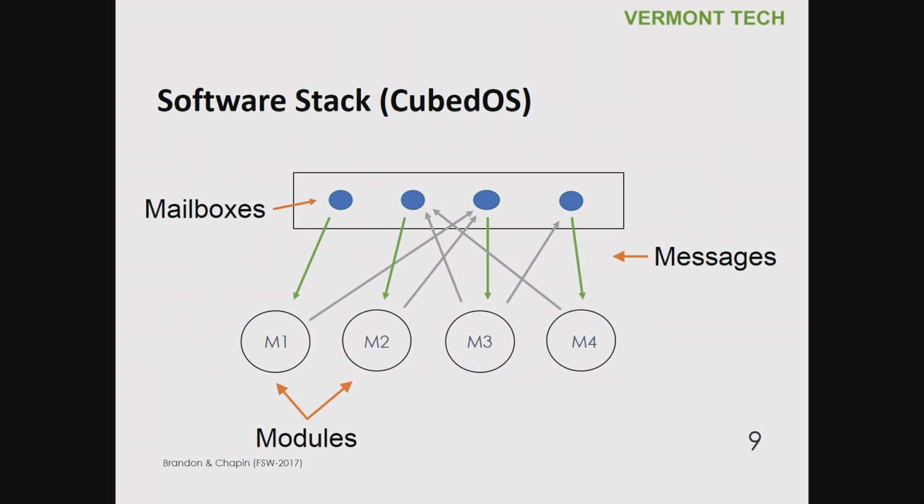This is the button I'm looking for. Here's a little graphic that tries to show you what I just said. Here's a bunch of mailboxes, a bunch of modules, one mailbox for each module. These are green arrows. I don't know if you can really see that color, but each module has a task that reads its mailbox only, and then it sends messages on these gray arrows to other modules as required by the application.